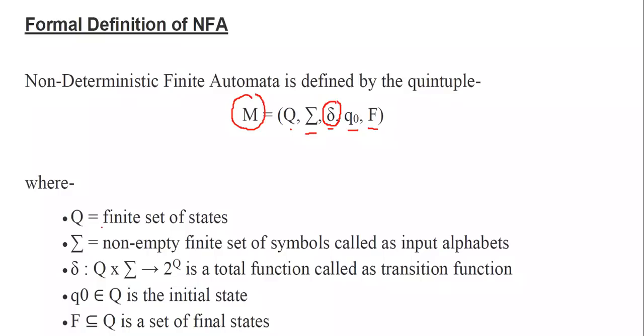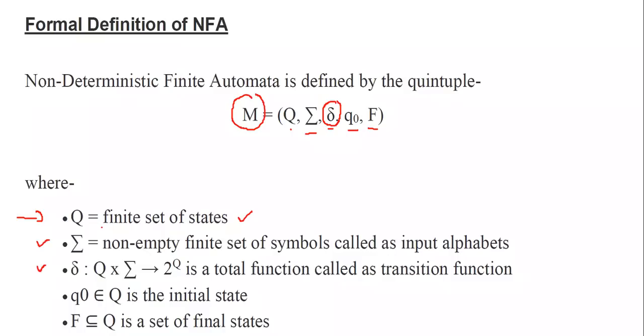Here Q is a set of states defined in the machine. The finite set of states defined in the machine are called Q. Similarly, sigma is a non-empty finite set of symbols called input alphabets. So definitely you have some string of input alphabets. So sigma is the input alphabet.